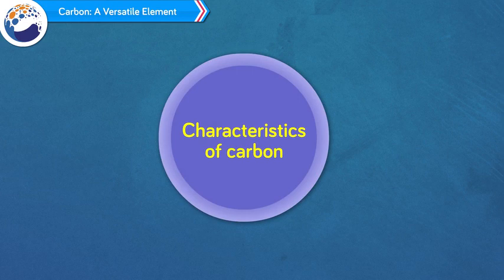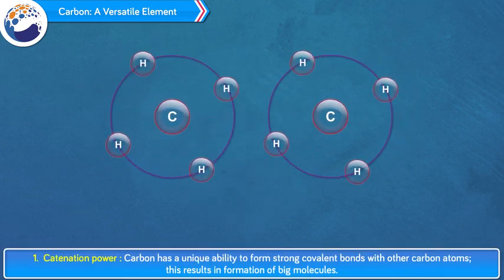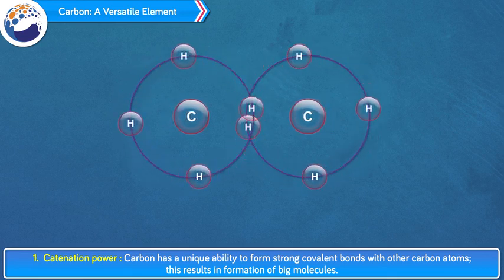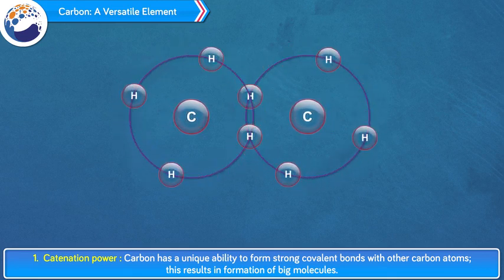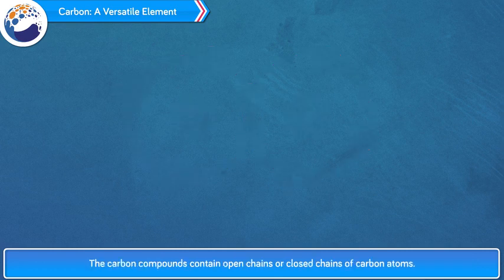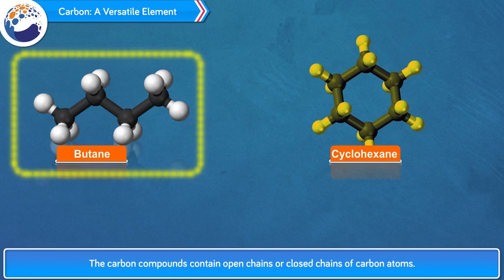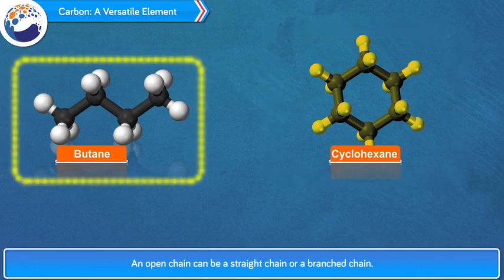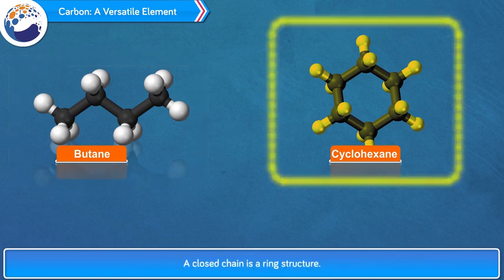Characteristics of carbon. 1. Catenation power. Carbon has a unique ability to form strong covalent bonds with other carbon atoms. This results in the formation of big molecules. This property of carbon is called catenation power. The carbon compounds contain open chains or closed chains of carbon atoms. An open chain can be a straight chain or a branch chain. A closed chain is a ring structure.